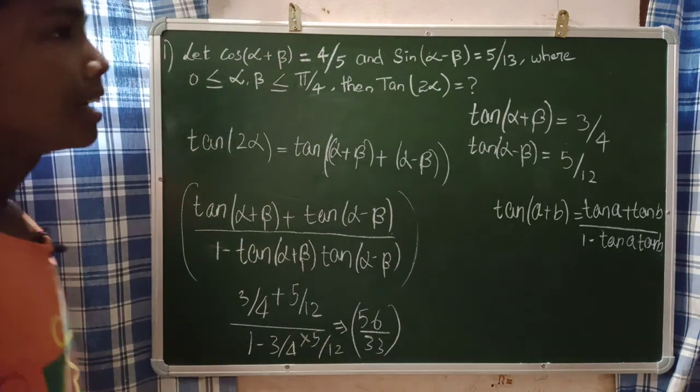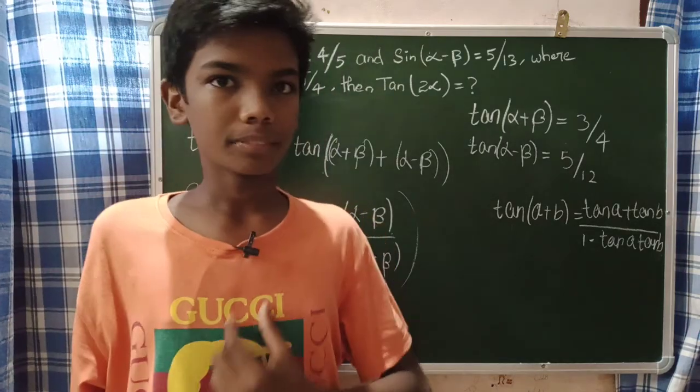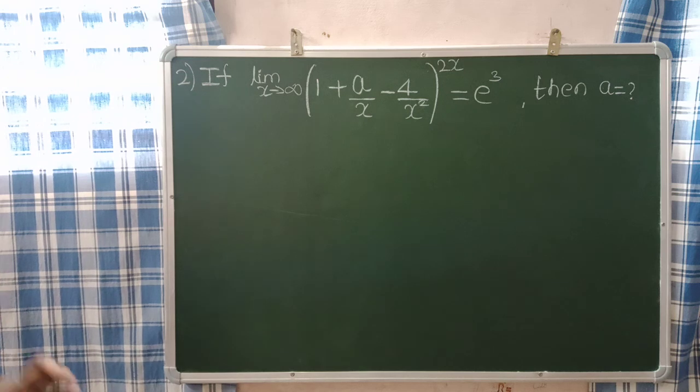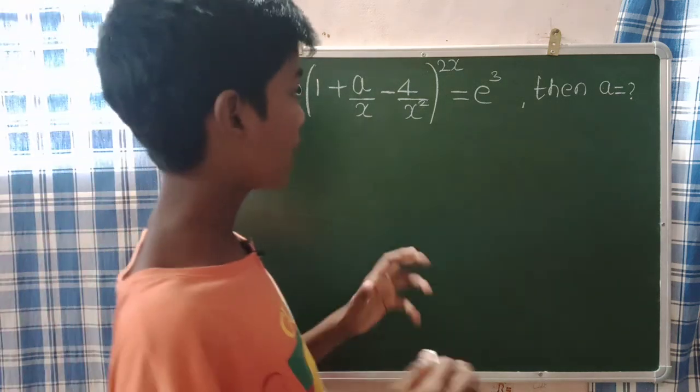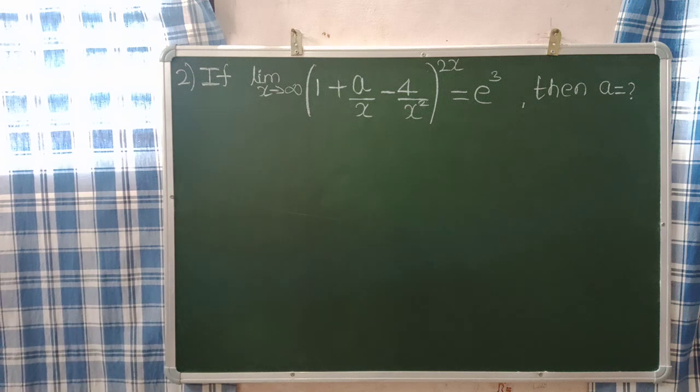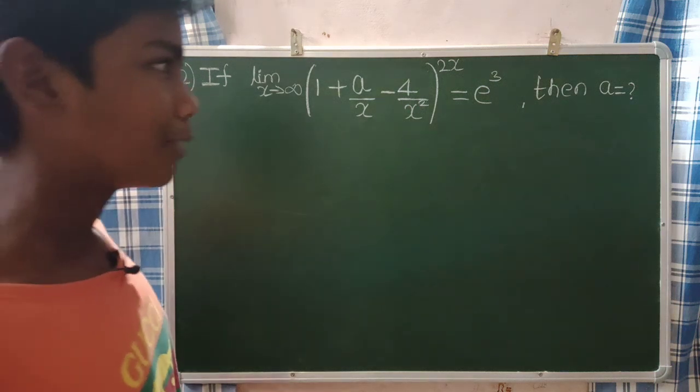So that's all guys. Let us move on to our next question. Our next question is, if the limit as x tends to infinity of (1 plus a by x minus 4 by x square) to the power of 2x is equal to e to the power 3, then a is equal to what?